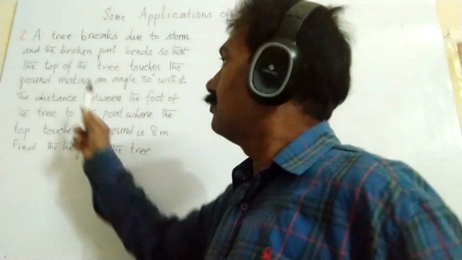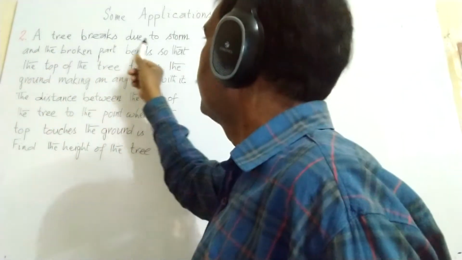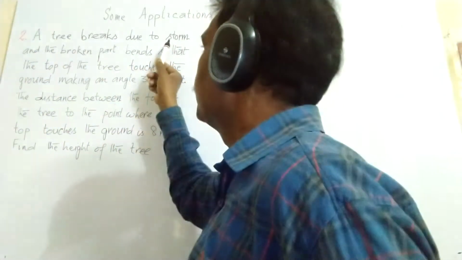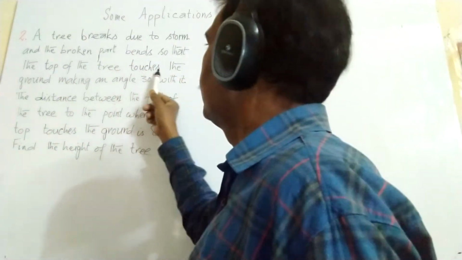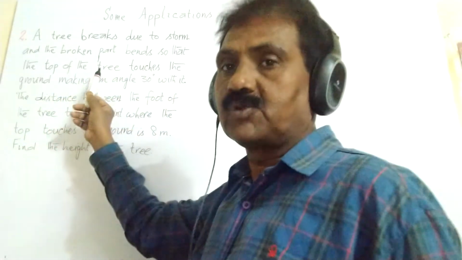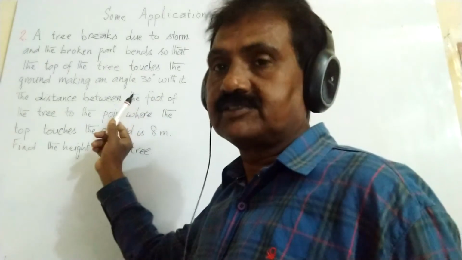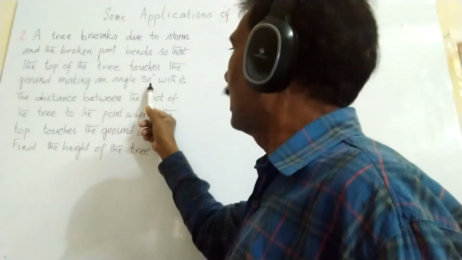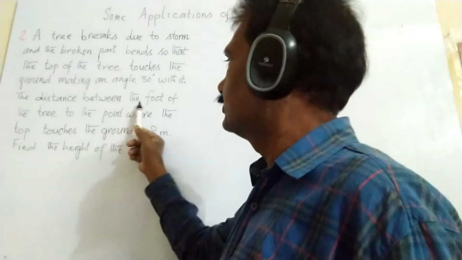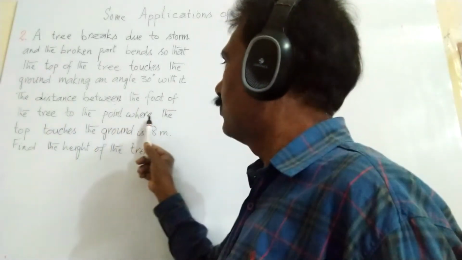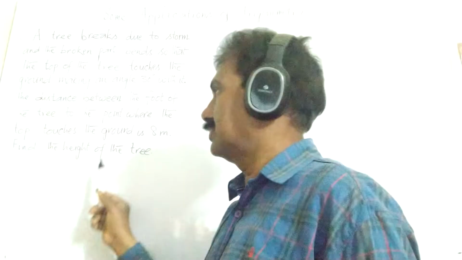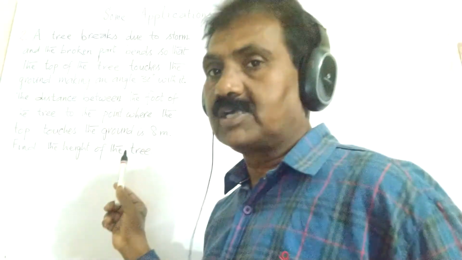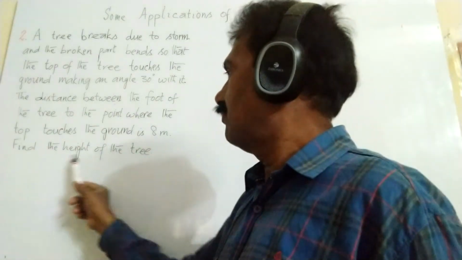Okay, student, now let us take question number 2. What is the question? A tree breaks due to a storm, and the broken part bends so that the top of the tree touches the ground, making an angle of 30 degrees with it. The distance between the foot of the tree and the point where the top touches the ground is 8 meters. Find the height of the tree.